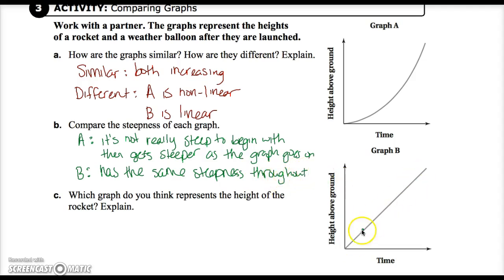Okay, it's constant. Now C says, which graph do you think represents the height of a rocket? So if you think about the height of a rocket, when it takes off, it starts off really slow and kind of picks up speed as it goes. So that's going to be graph A. We'll say because it picks up speed as it goes.